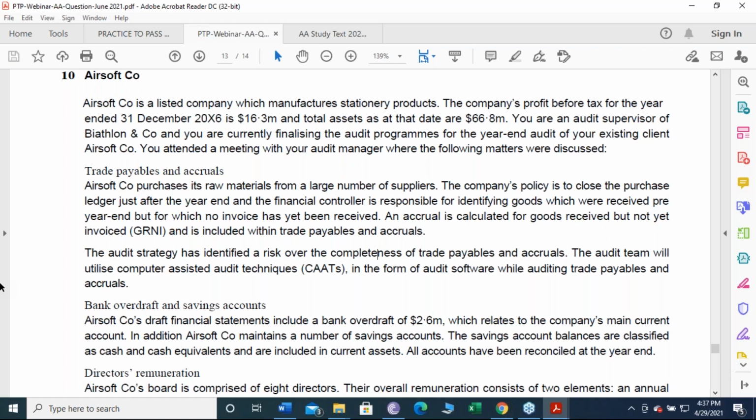Completeness. In order to verify completeness, what can I do? I can obtain the supplier statements and reconcile them with the client's year end ledger balances and the year end payables. Make sure everything on the supplier statement has been recorded.